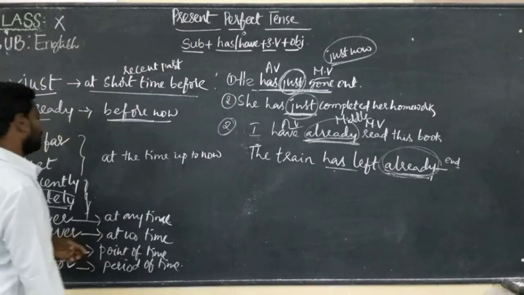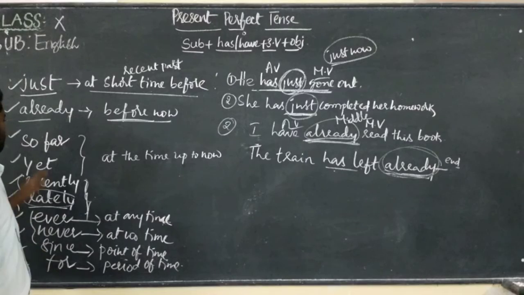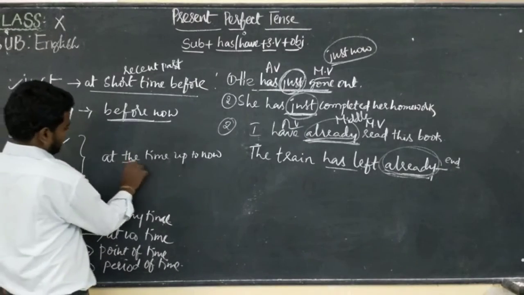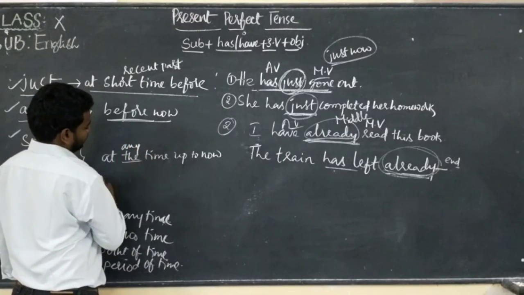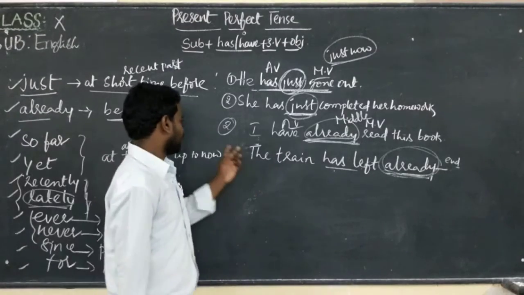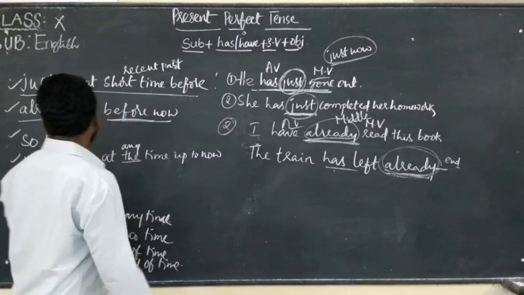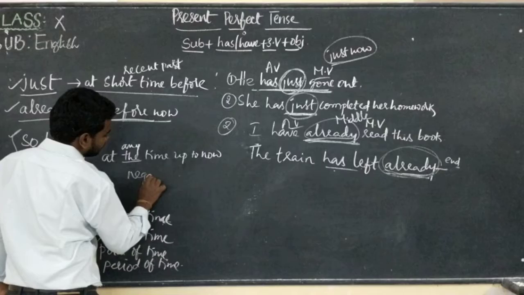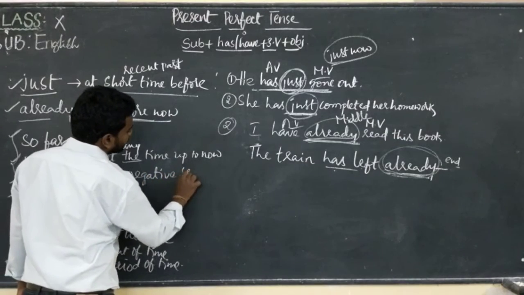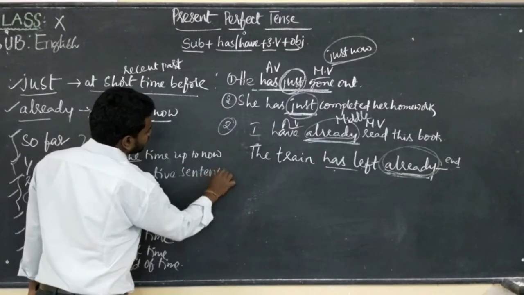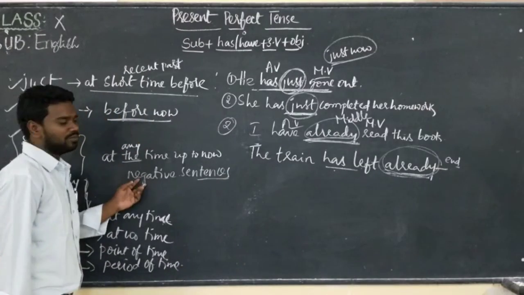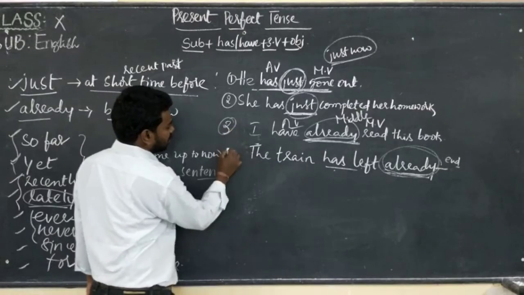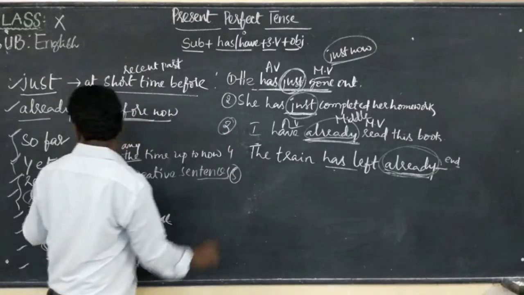Now let us see so far and yet. So far and yet are used to indicate at any time up to now. We use them especially in negative sentences. So it gives a negative meaning. So let us see how the negative meaning will be given. This is the third, fourth and fifth example I am going to give.